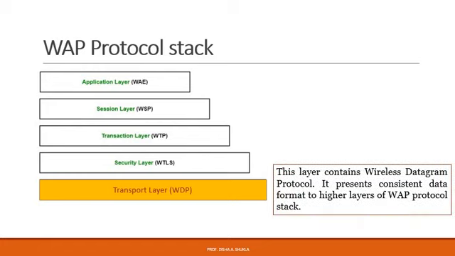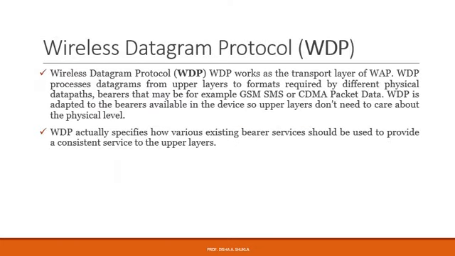The very last protocol in the stack is WDP. It is implemented at the transport layer. It presents the consistent data format to higher layers of the WAP protocol stack. So the Wireless Datagram Protocol works as the transport layer of the WAP. WDP processes the datagram from the upper layer to the format required by the different physical data path bearers, that may be for example GSM, SMS or CDMA packet data.